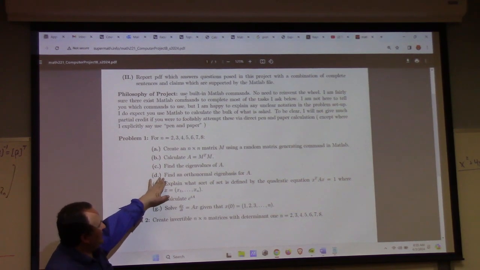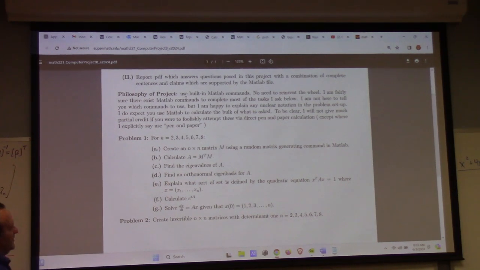Find an orthonormal eigenbasis for A. Just because you find an eigenbasis for a symmetric matrix doesn't automatically make it orthonormal. You can find an eigenbasis for a symmetric matrix with a repeated eigenvalue and have the situation where you don't have perpendicular vectors. But on such a basis, you can run Gram-Schmidt on it and make it into an orthonormal eigenbasis. That said, I don't think that's actually going to be necessary here.